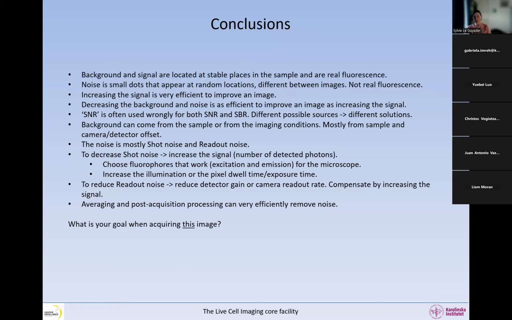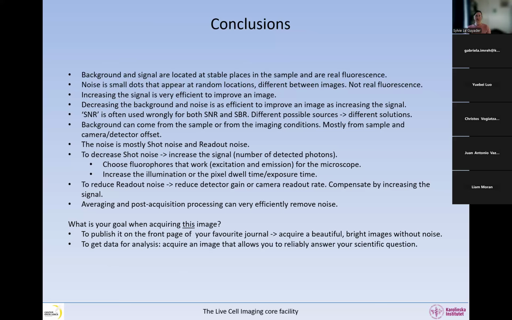And then when you want to acquire the images where you're going to extract the data, you ask yourself the same thing. So it's really important that you try to estimate the noise and background and try to see, are they preventing me from answering my scientific question? And if you want to publish an image on the front page of your favorite journal, make sure that you acquire a beautiful image, very bright, with no noise. And there you just bleach the thing to death. It's okay. And to get data for analysis, however, try to acquire an image that allows you to reliably answer your scientific question. Just focus on that. Do not believe your eyes, okay?